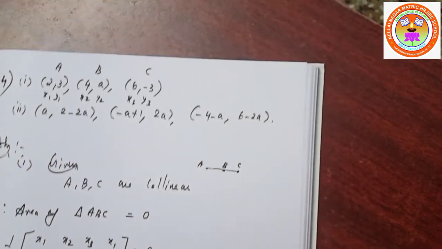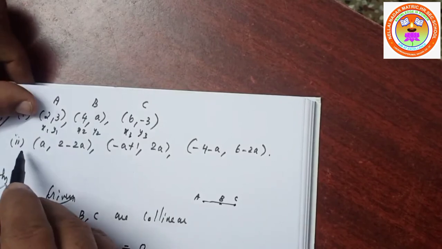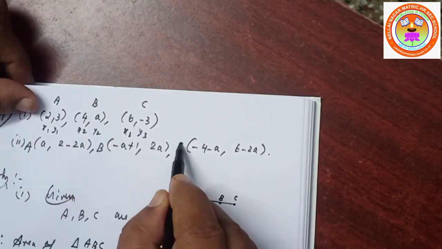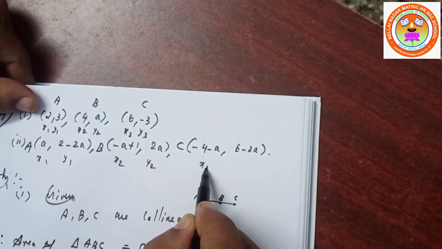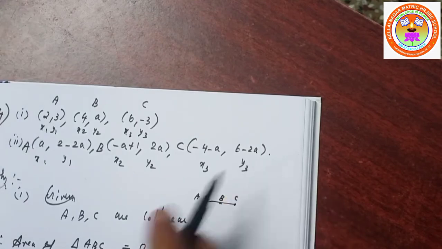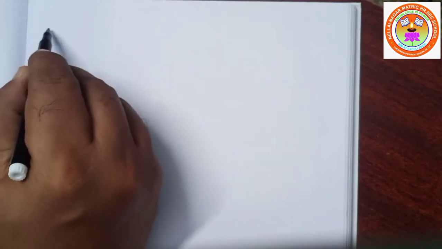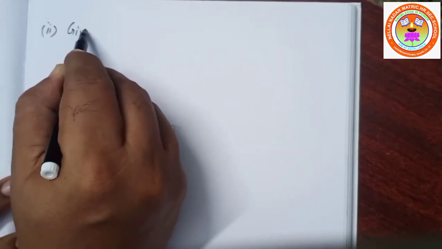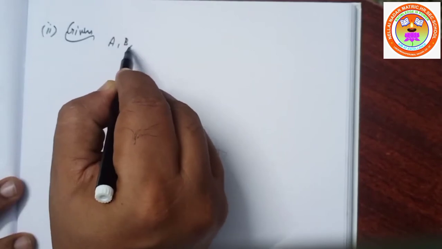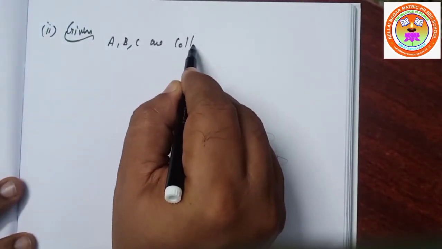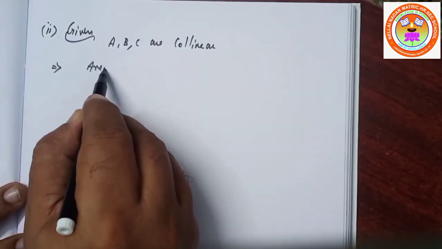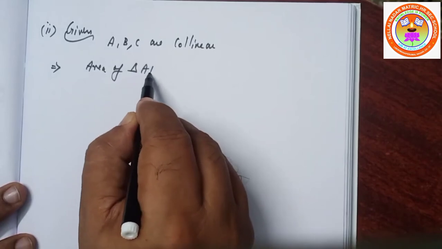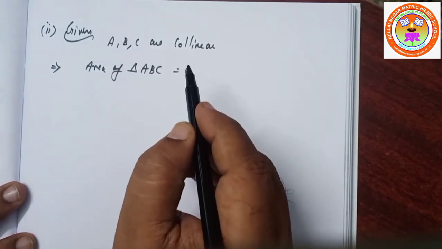For subdivision number 2, here I consider this is A, B, C, x1, y1, x2, y2, x3, y3. Now subdivision number 2, given A, B, C are collinear, which implies area of triangle ABC that is equal to 0.